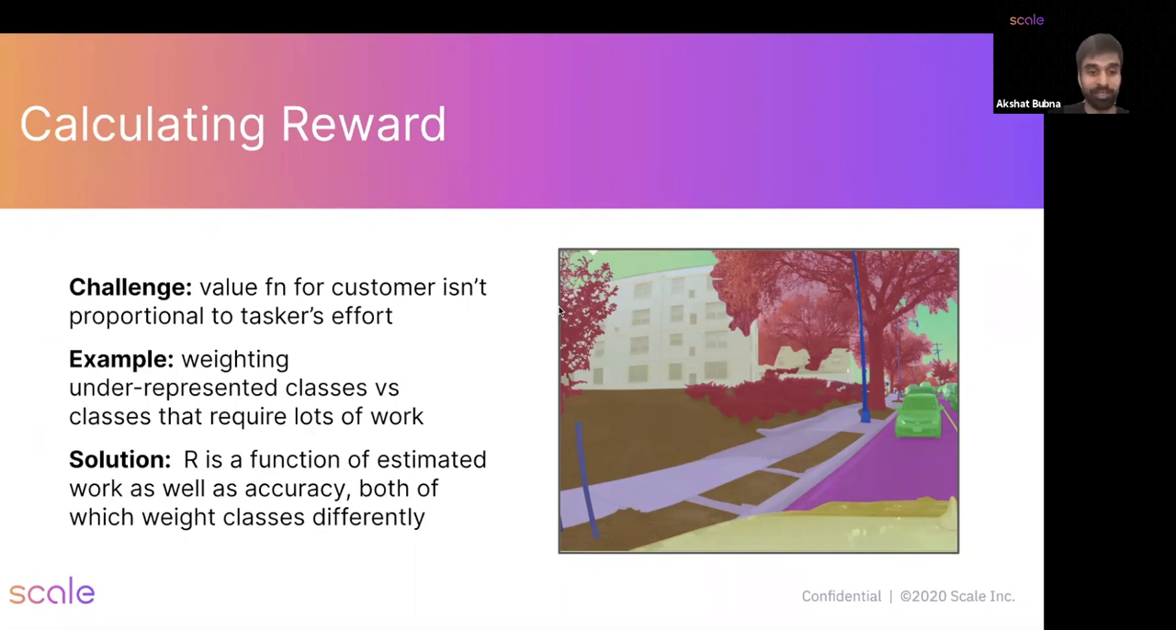And so what we realized is that there are actually two different sets of weights. There's the set of weights for the accuracy itself, which is what the customer cares about. And then there is also a set of weights that tell us, as we talked about before, how complex different classes are, so we can understand the total amount of work in a given task.